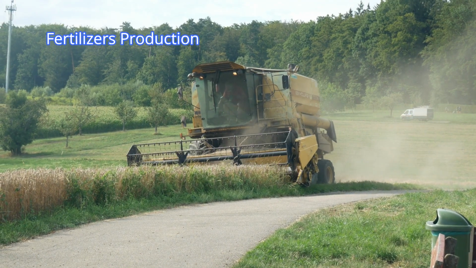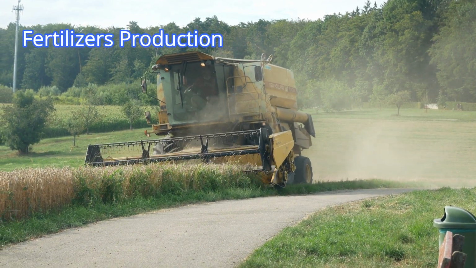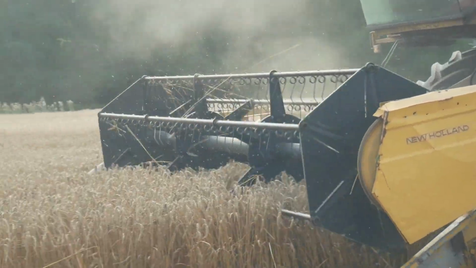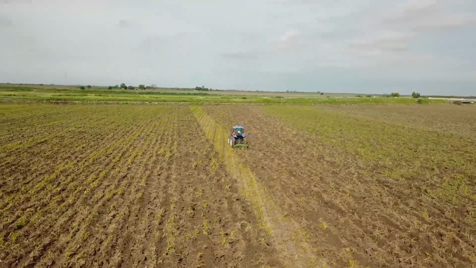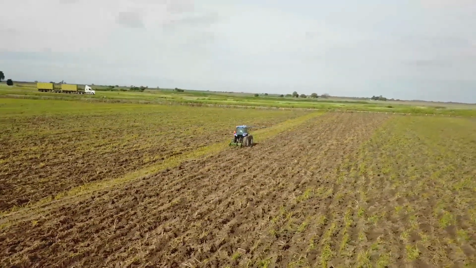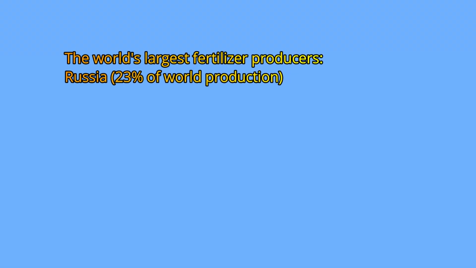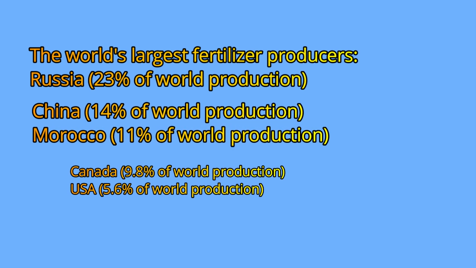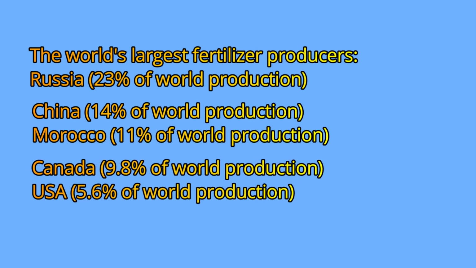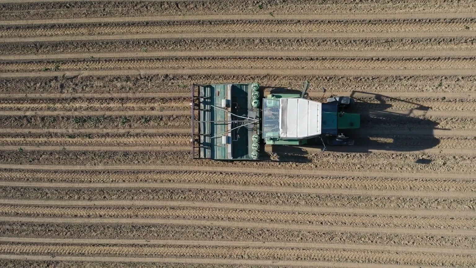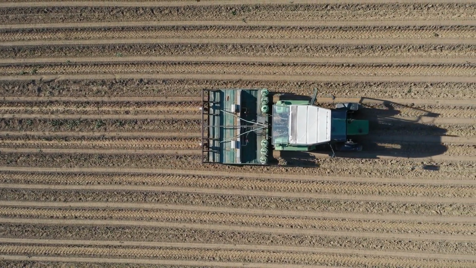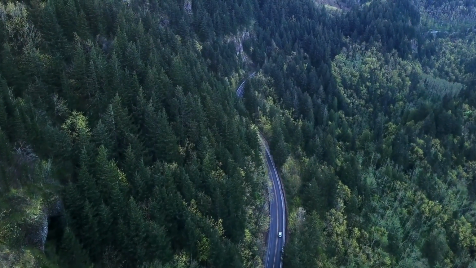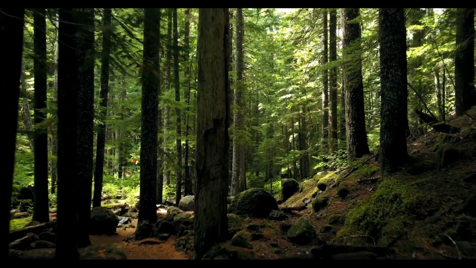The production of fertilizers takes place from the extraction of minerals, phosphate and potassium rocks, and natural gas. The existence of natural reserves is necessary for the production of fertilizers. The world's largest fertilizer producers are Russia, with 23% of world production, China, with 14%, Morocco, with 11%, Canada, with 9.8%, and the USA, with 5.6%. Other important countries are Qatar, Belarus, Oman, Saudi Arabia, and Algeria. Natural reserves must be used carefully to ensure the existence of raw materials for future generations.